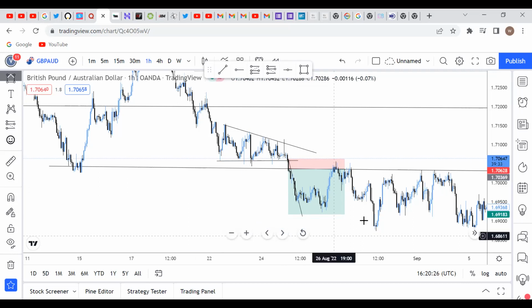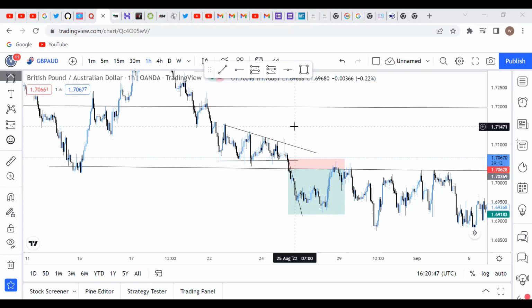Now, once you see this kind of setup, all right. Let me repeat this. Let me repeat it with a plain chart, without these triangles on.